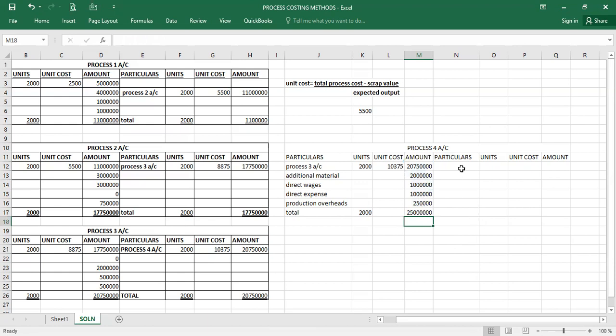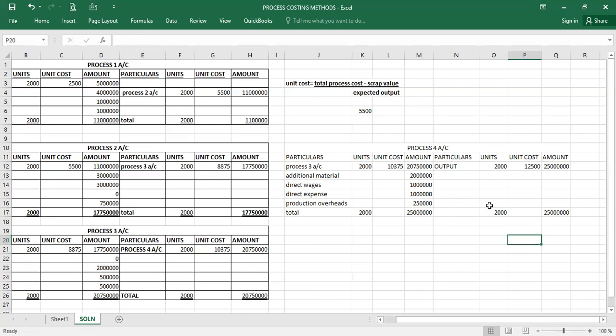Then this one is no longer called process 5. It is now called the output, or you can call it finished goods. The finished goods are still the same, 2,000, because we did not have any losses. To get this one, we divide the total cost we've incurred in the production by the number of units. Then we multiply it by this. It will give us that. Then we close off the accounts. This is 2,000, and this one is 25 million.